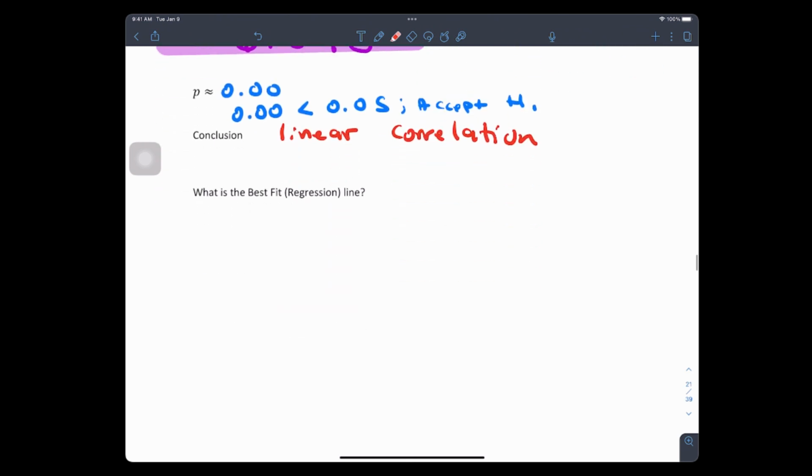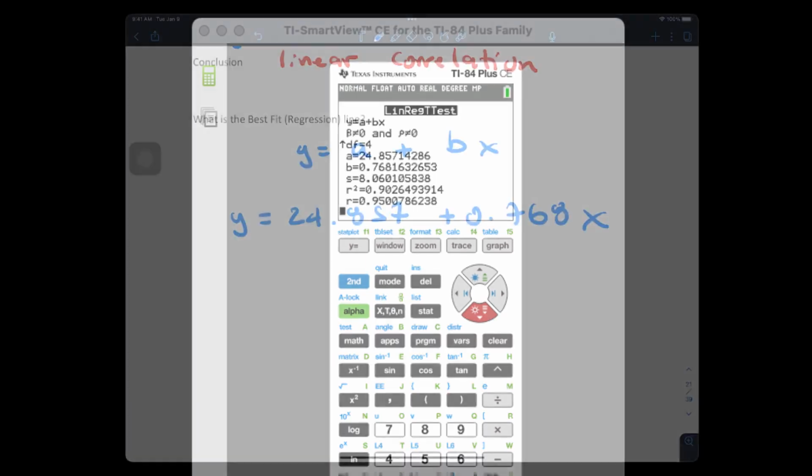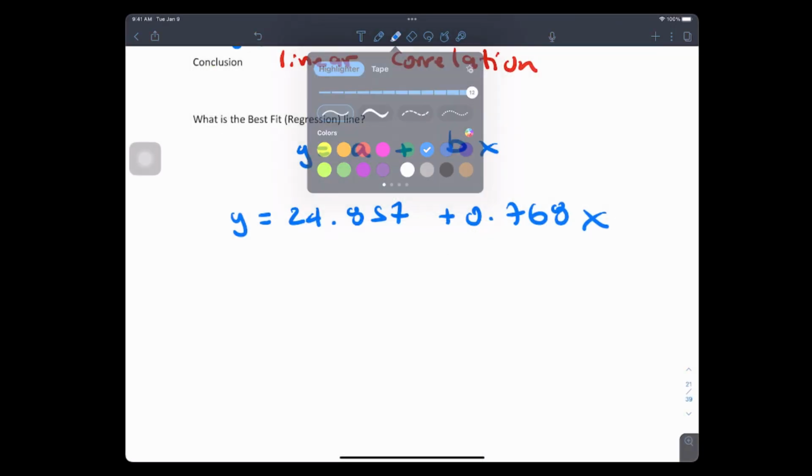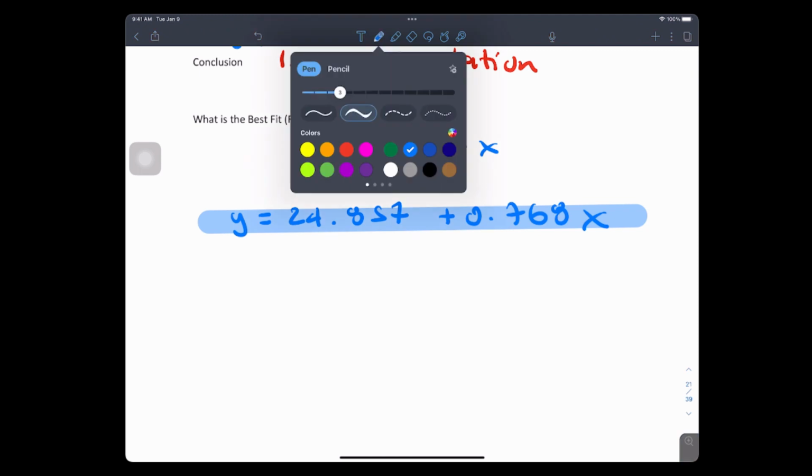What do we need here? We need the best fit line. Is that right? So y equals what? A plus bx. Do you guys know what A is approximately here? What is A? 24.857. What is B? Do you guys know what B is? 0.768, if we go to the nearest thousandths. Okay. So it has everything you need, even the A and B value here. So this here is the what? The best fit line, also called the regression line.